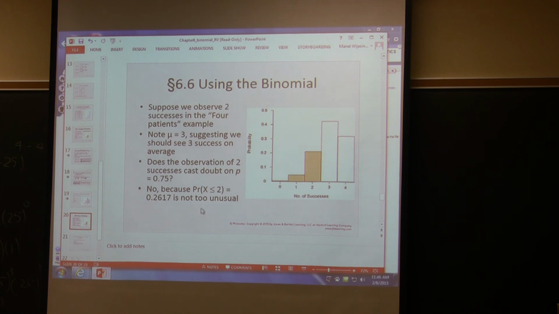Okay, all right, then let's go to the next one. Here is just a simple illustration. Does the observation of 2 successes cast doubt on p equal to 0.75? So what you could do is find the chance of up to 2. The chance is 0.2617. So it is not too unusual.